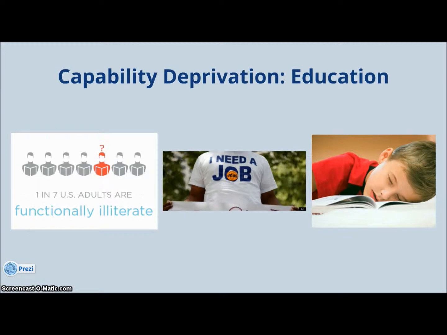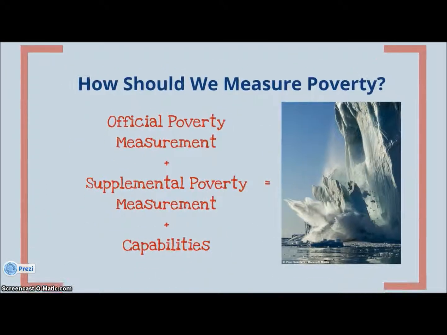This is just one scenario out of thousands of people who suffer from a lack of capabilities. Scenarios such as this one go to show how capabilities is vital to the measurement of poverty. However, it cannot stand alone. Capabilities needs to be incorporated with OPM and SPM in order to create a clear-cut poverty measurement. OPM and SPM should be combined for various reasons.